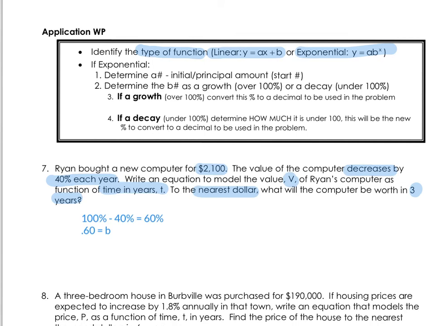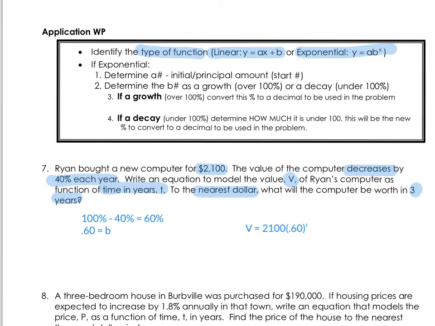So now I can go take that and put it into my exponential equation. Y equals, a is the initial value, so in place of a I'm going to put the 2,100. The b value, like I just found, is 0.60 now because it's losing 40%, so 60% of the original. And we're going to raise it to the t power. And I just realized I didn't write v equals. Remember they said in the problem I had to use v, so replace your y equals with a v.